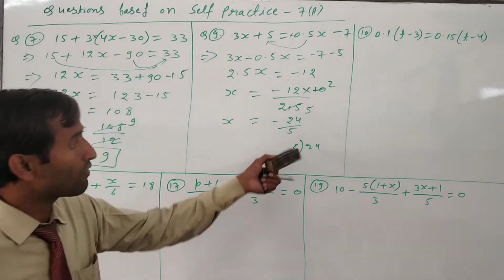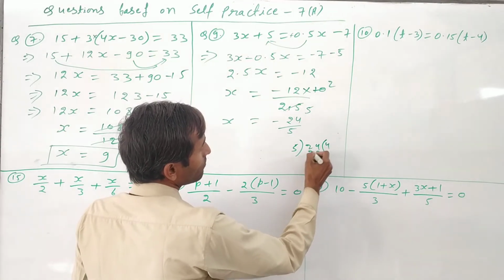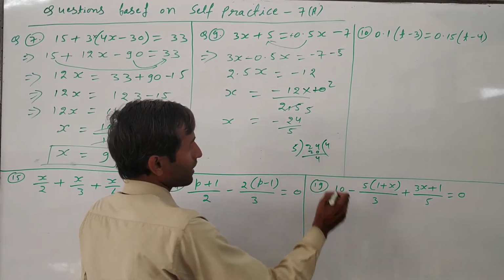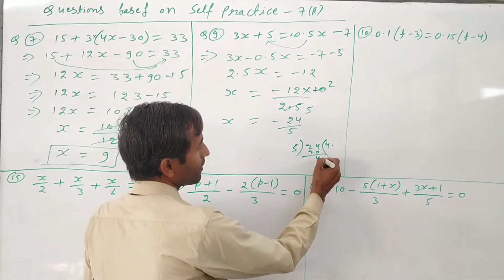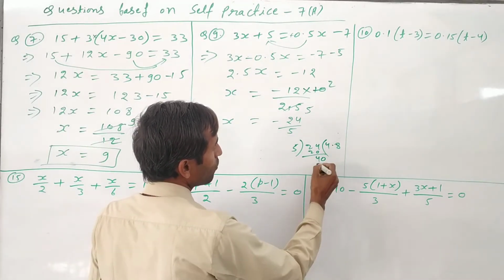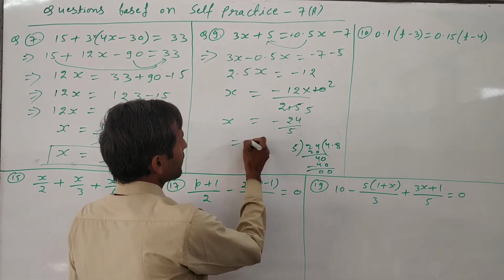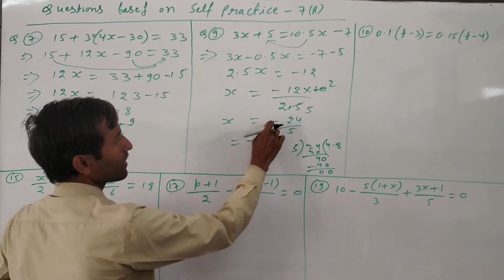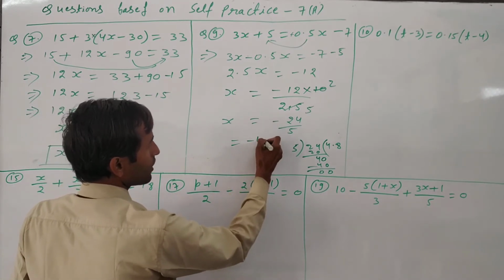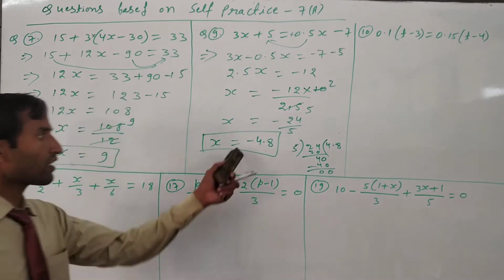We can divide 24 by 5. Here 4 fives are 20, and then the remainder is 4. Then we can put a decimal here also and divide. So point, then 0 will come, 8 fives are 40. So the final answer is minus 4.8. Here the minus sign is there, so the answer will come as minus only, minus 4.8. x is equal to minus 4.8. This is the final solution.